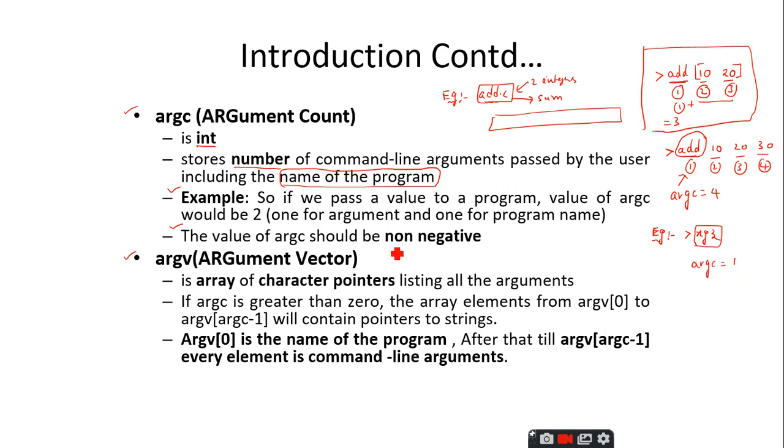That is the reason why the author is saying that the argument count cannot be negative. It is always a non-negative value.